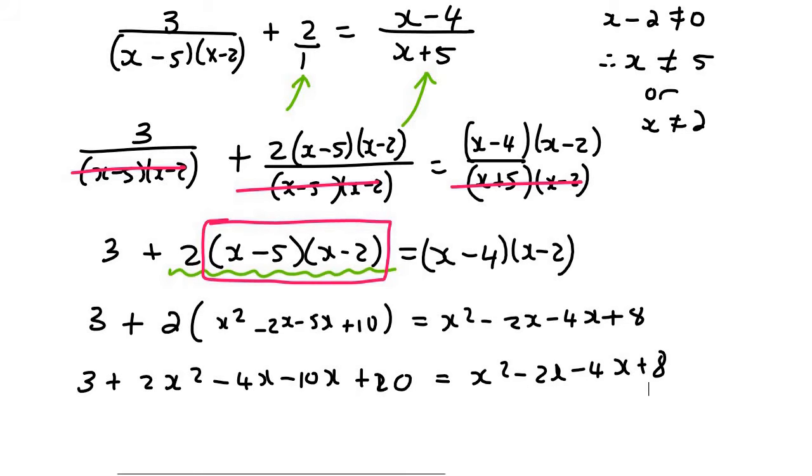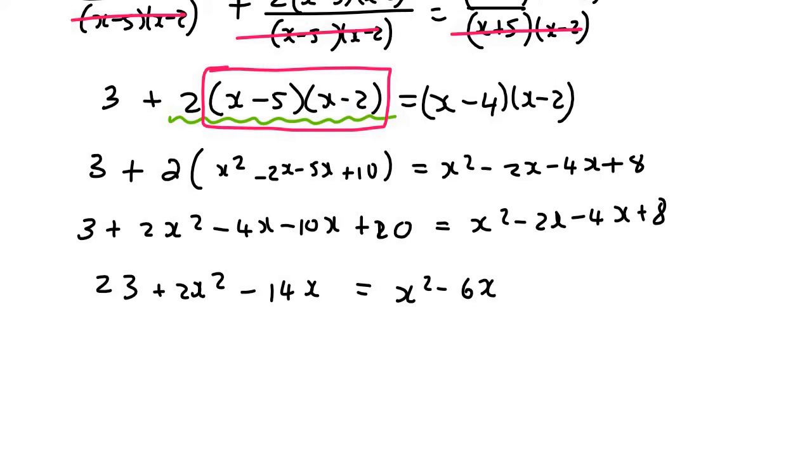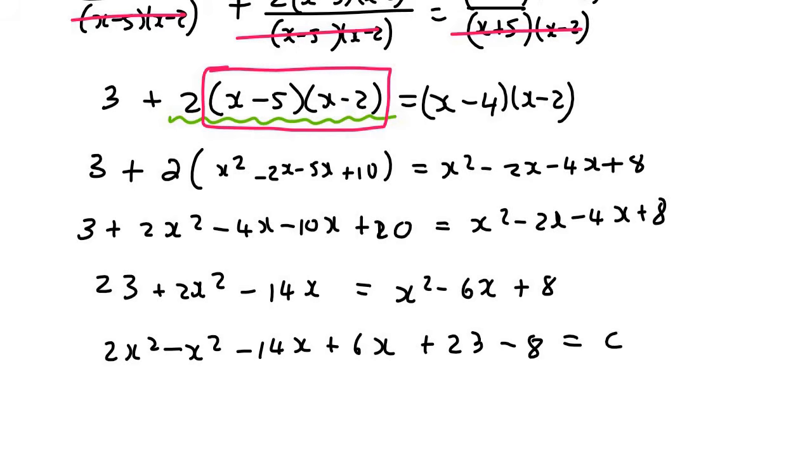And now it's just a matter of simplifying. So on the left side here, we're going to have 23 plus 2x squared minus 14x. And on the right hand side, we're going to have x squared minus 6x plus 8. I'm going to take everything to the left. Where we're going to end up with something like this. You might do this in a different order than I do. That's perfectly fine.